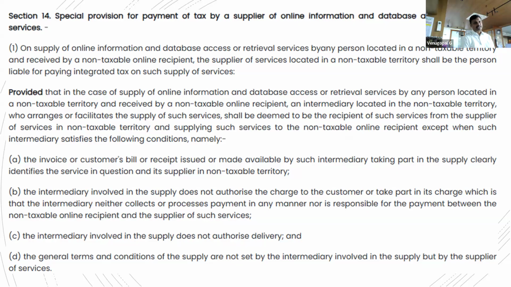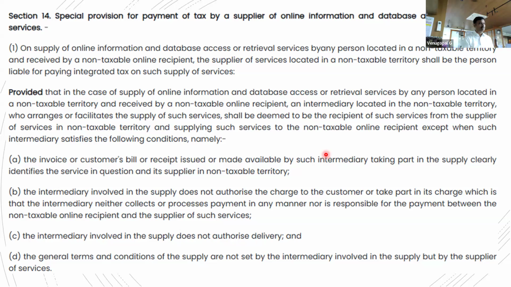Deepak, for this OIDAR, the supplier is at all times in a non-taxable territory, right? Yeah, for Section 14 purposes. The whole of the OIDAR provisions is applicable to a non-taxable person in a non-taxable territory, right? No, sir. If an OIDAR supplier is in India, then Section 13(12) says that the place of supply is the location of the recipient, but the OIDAR supplier in India has to pay the tax on forward charge.